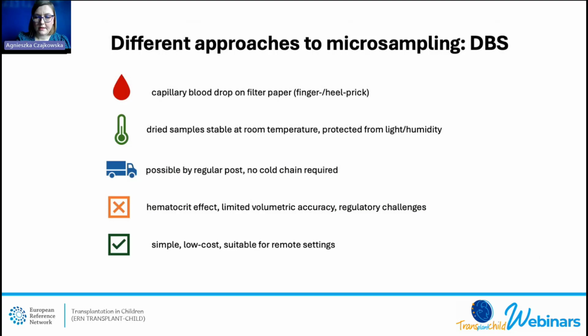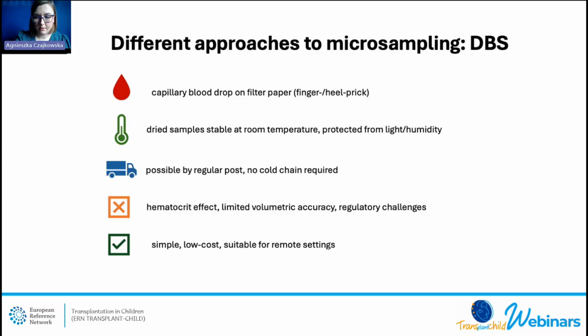The first and the oldest approach to microsampling was DBS, dried blood spot, which is very well known from newborn screening. The drops of blood are placed on a special filter paper, and this method has a long history. It was introduced in the 60s of the last century. And thanks to DBS, early detection of metabolic diseases was introduced, and newborn screening works because of this.